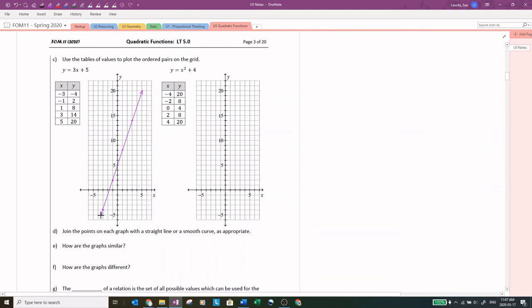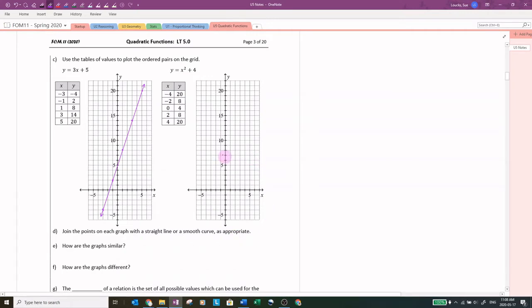And then either you extend your line all the way to the edge of your grid, or you put arrows on the end of it. Okay? All right, so there's our straight line. Y equals 3x plus 5 is a straight line. It's degree 1. Degree 1 will give you a straight line.